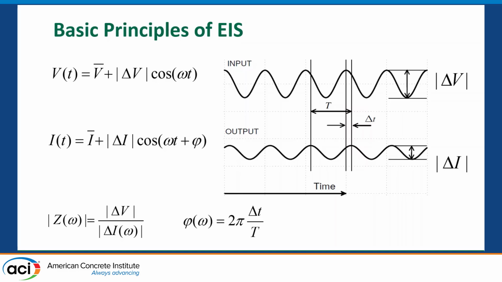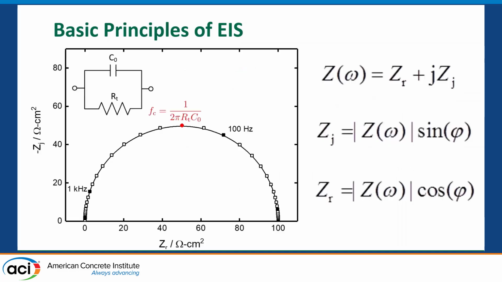Then by getting the potential response and the current density, we will be able to calculate the impedance, which is the ratio of the magnitude of the potential over the magnitude of the current density. The phase can be expressed as 2 pi times delta t over t. And here the impedance can be calculated from the phase and the magnitude. Since we're applying an AC signal, it will be expressed in terms of an imaginary part and a real part. The impedance can also be displayed graphically in a Nyquist plot with the imaginary component versus the real component.